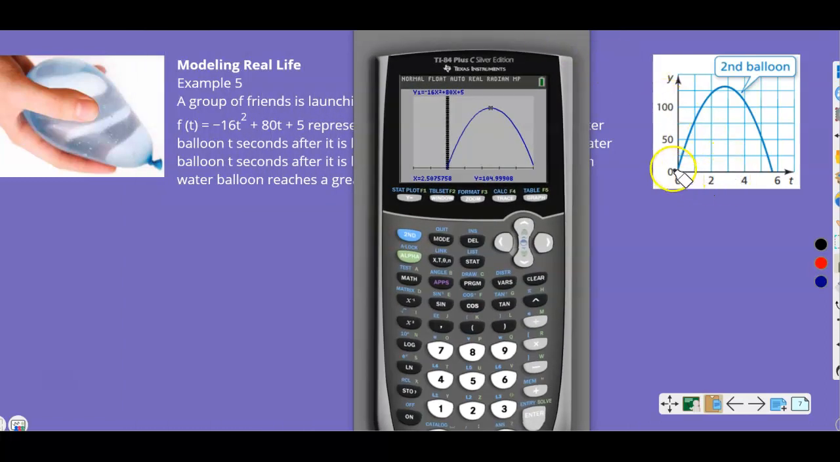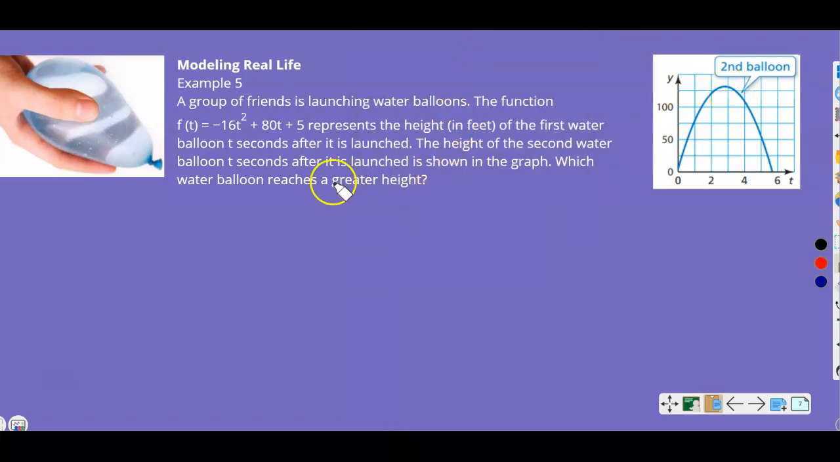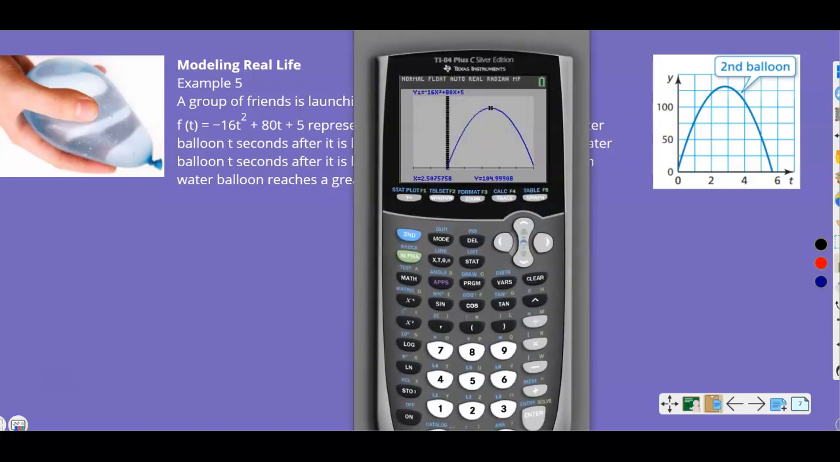For the second function, we can see that this is 50, so it's 25, 50, 75, 100, 125. So it's just above 125. So this one's 105, and this one's just above 125. It says, which water balloon reaches a greater height? Looking at the two graphs, you can say that the second balloon definitely reached a greater height, probably around 20 feet or so higher than the first water balloon.